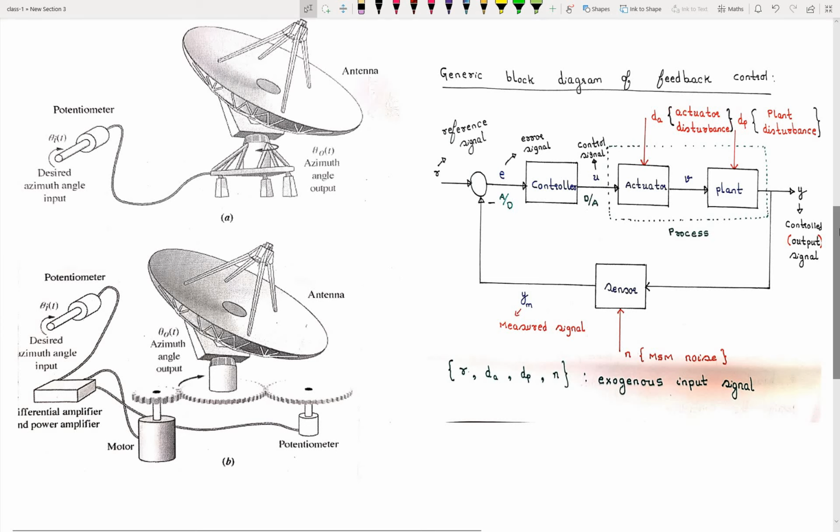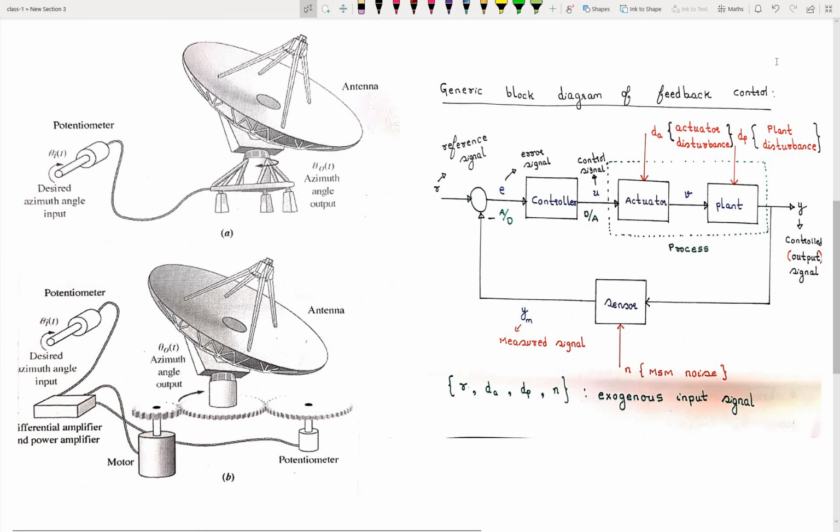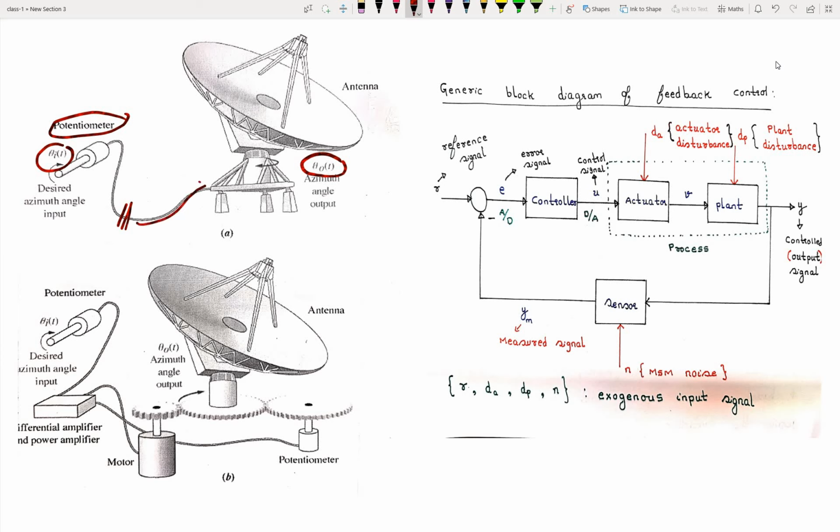So I have taken this diagram from the internet. Whatever concept I explained, the same thing is here. As explained, initially, whatever angle we want to maintain, theta naught, is fed as theta I. Now we use a potentiometer here. The potentiometer will give the electrical signal. That electrical signal is used for angle control of this radio antenna.